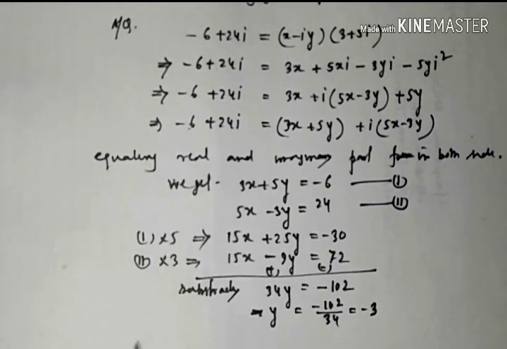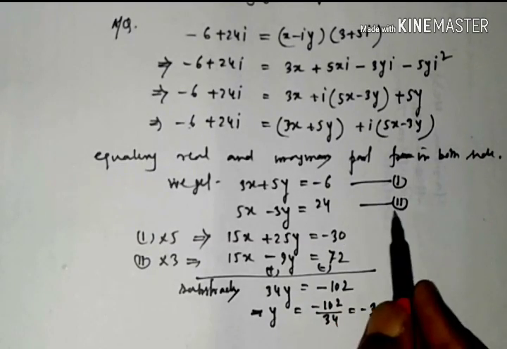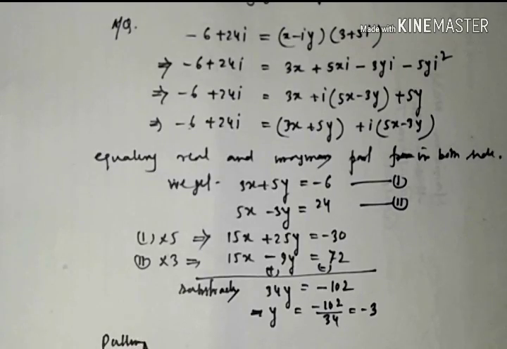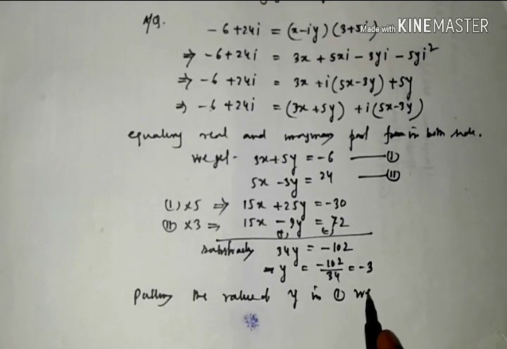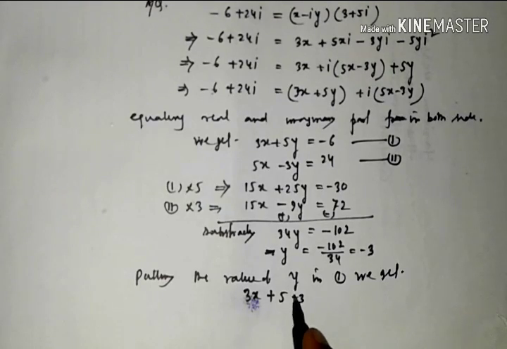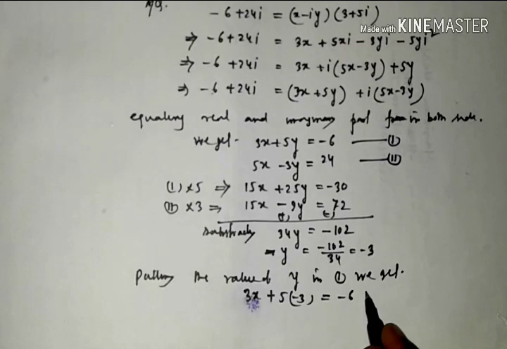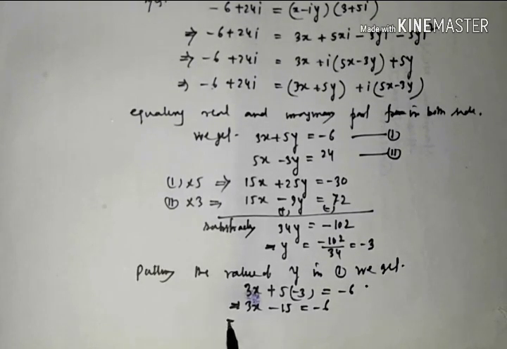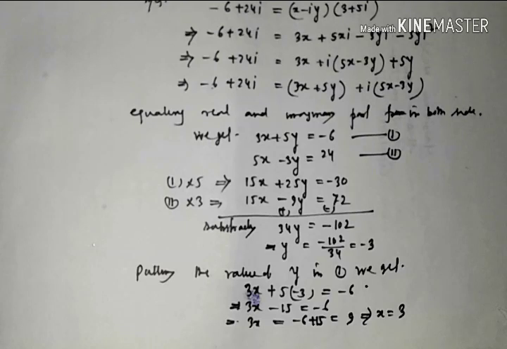Now putting the value of y in equation 1, or we can put it in equation 2 also. Putting the value of y in 1, we get 3x plus 5, y is minus 3, therefore this is minus 6. This is 3x minus 15 is equal to minus 6. 3x is equal to minus 6 plus 15. This is 9. This implies x is equal to 3. Thus we have got the value of x and y.